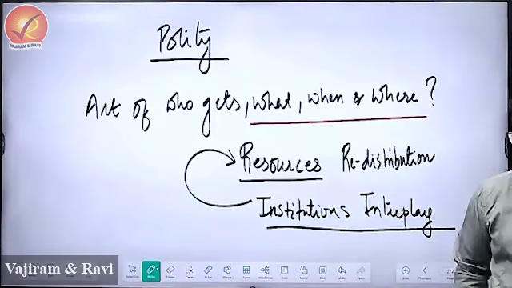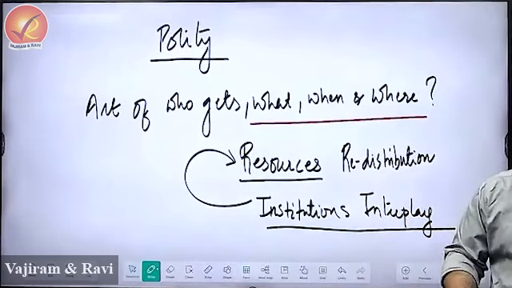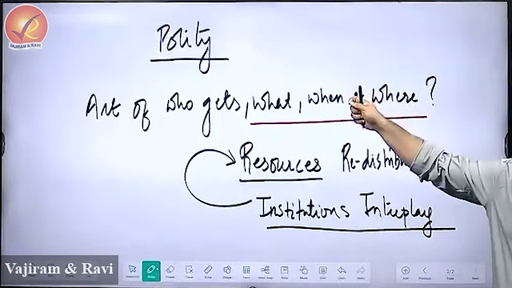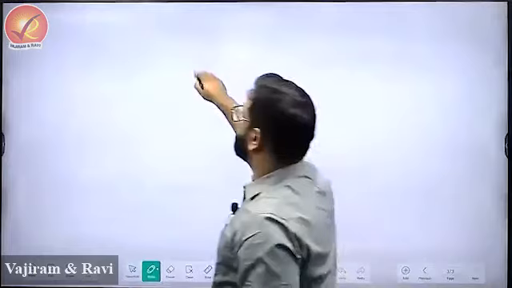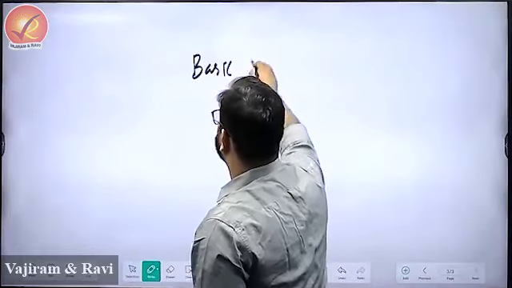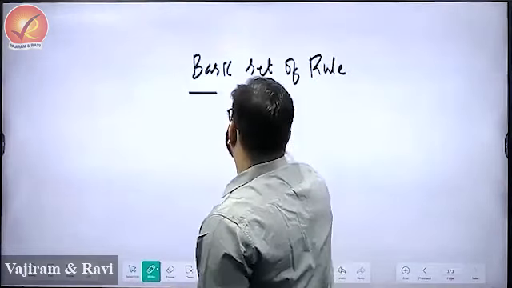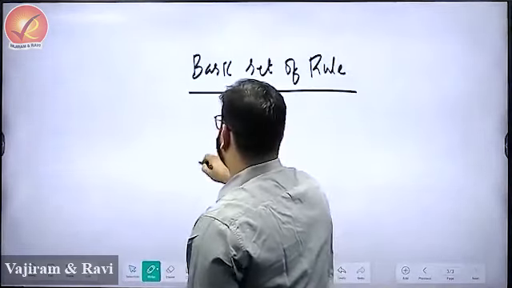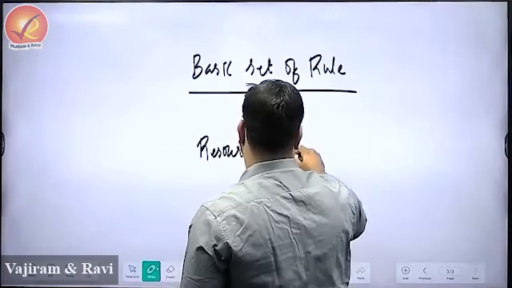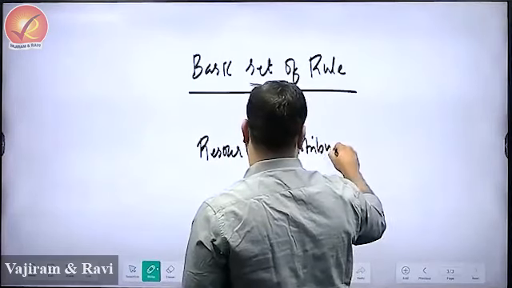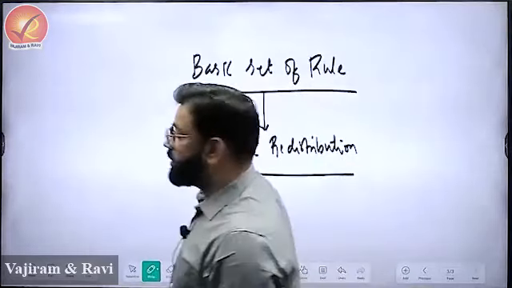And we have to write down a basic law book that institutions have to follow in order to do the resource redistribution. So what do we need for that? We need a basic set of rules. This basic set of rules is what is facilitating resource redistribution in the society. Now this is what is polity.